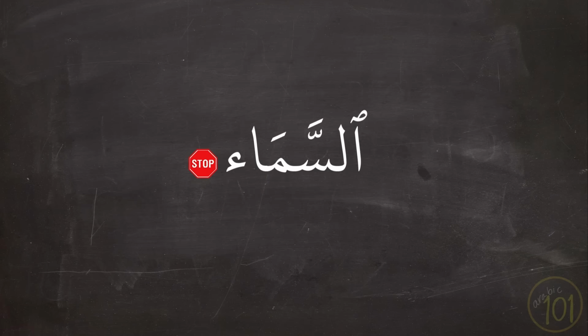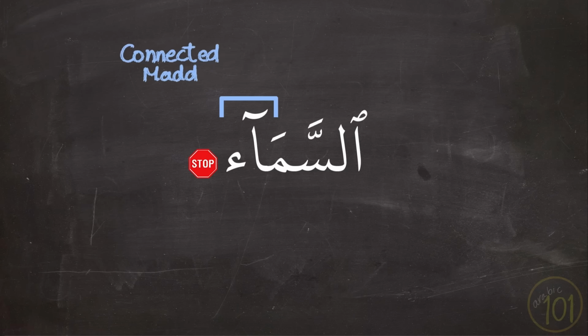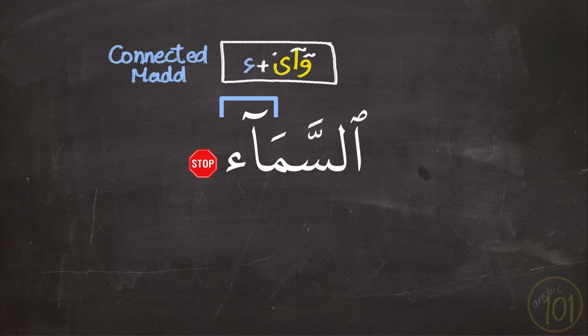When stopping at such a word, you will elongate the alif here because it is a case of connected med: a med letter followed by a hamza in the same word. So we elongate for 4 or 5 harakat.